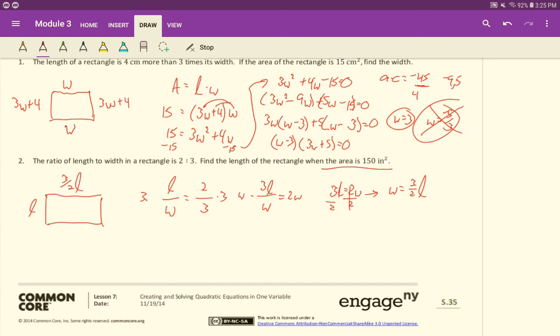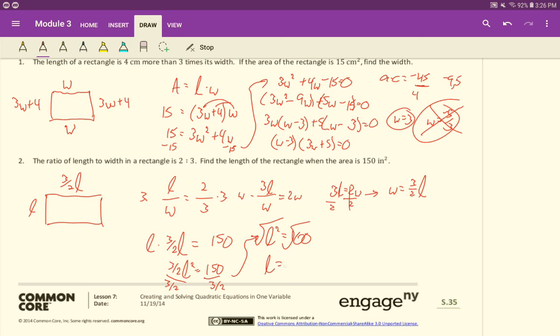And now for the area, we'll just multiply. L times 3 over 2 L equals 150, which gives us 3 halves L squared equals 150. And now we'll just solve. Divide both sides by 3 halves. So we get L squared equals, and 150 divided by 3 halves is 100. Square root both sides, we get L equals plus or minus 10. Of course, we throw out the minus though, because it wouldn't make sense in the context of a negative length. So the length is 10 inches.